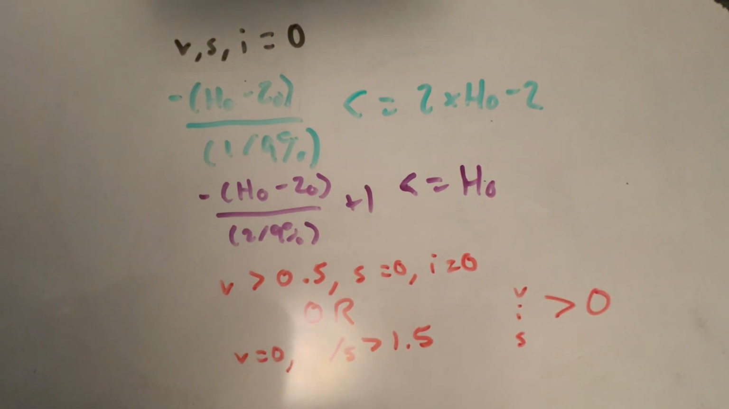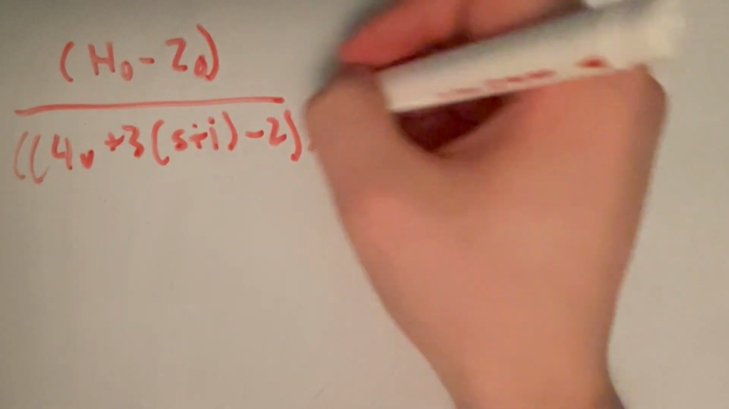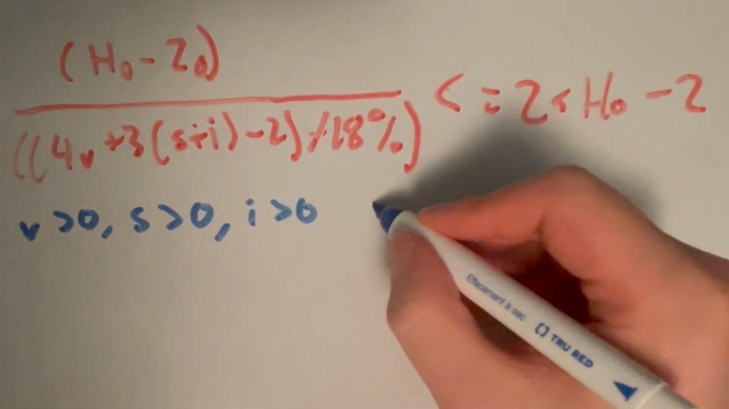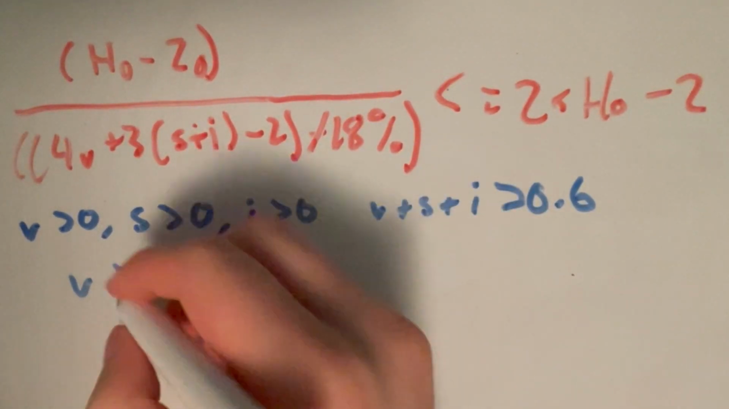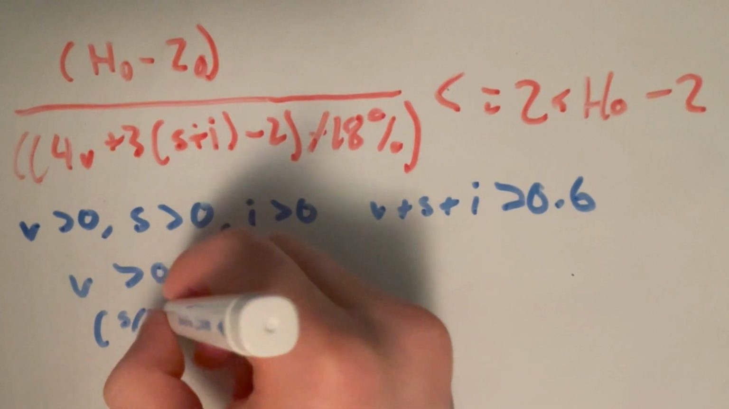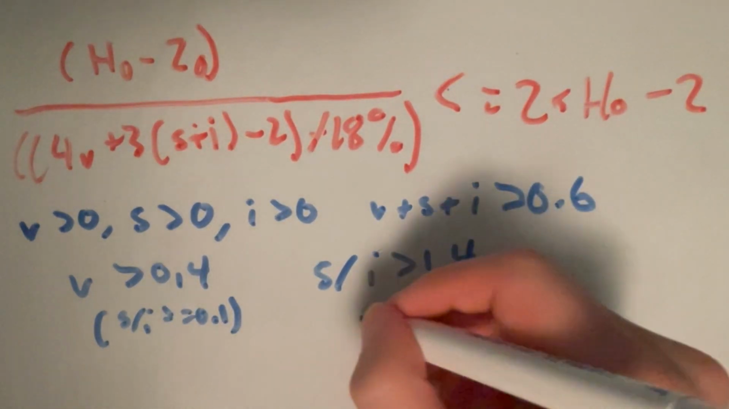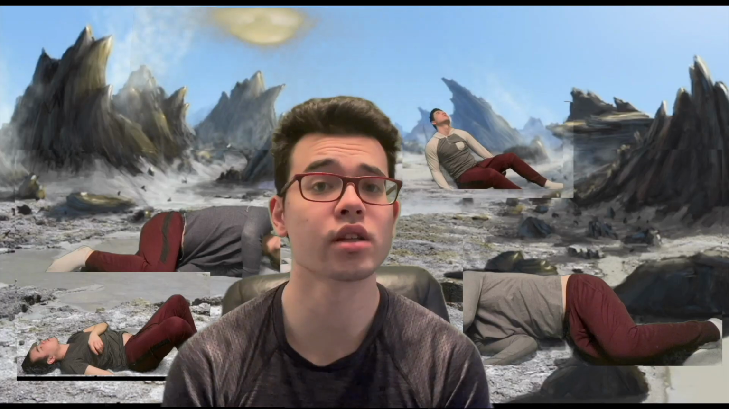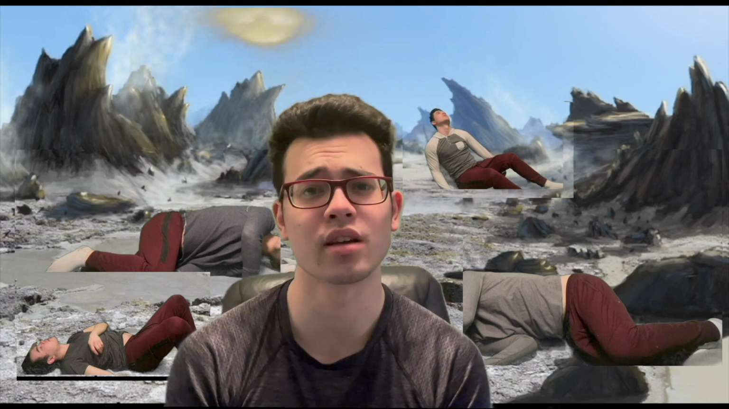Therefore, our equation has restrictions of V is greater than 0, S is greater than 0, and I is greater than 0, and the summation of V plus S plus I is greater than 0.6, and at least one of V is greater than 0.4, since the others are 0.1 by default, or S or I is greater than 1.4, since we know the other value is at least the other 0.1. Using this equation, we can determine whether or not a zombie outbreak will be successful.